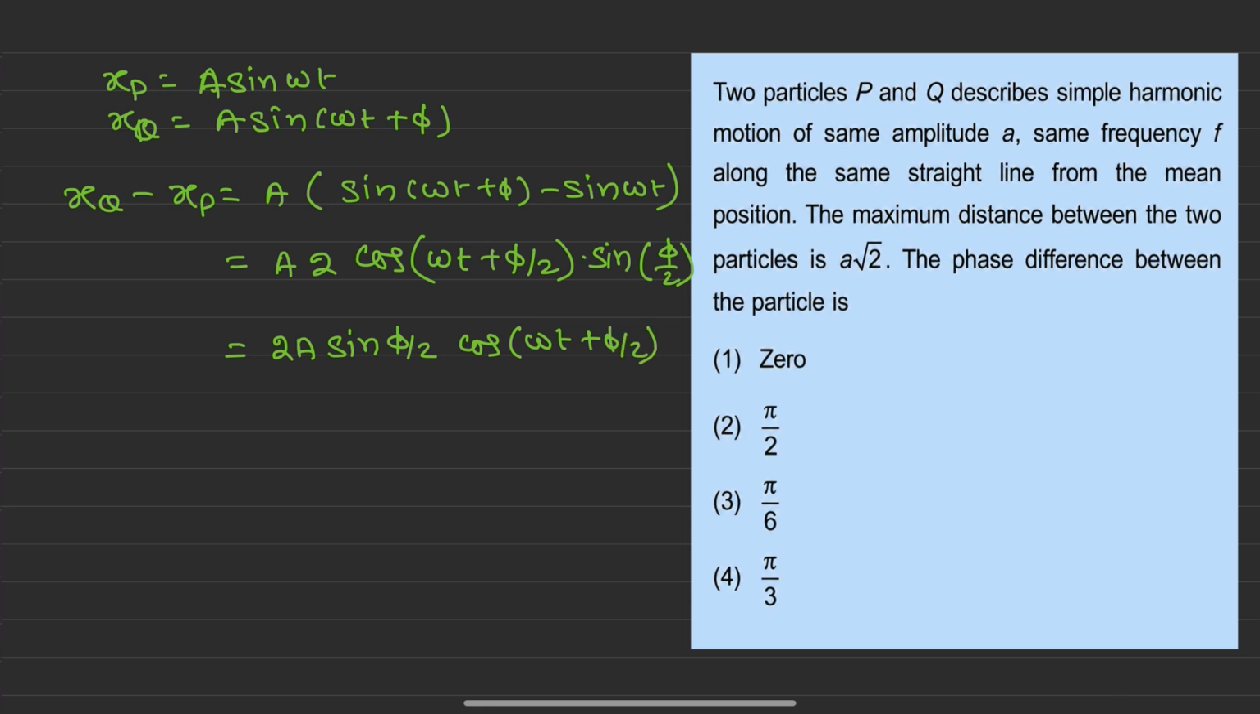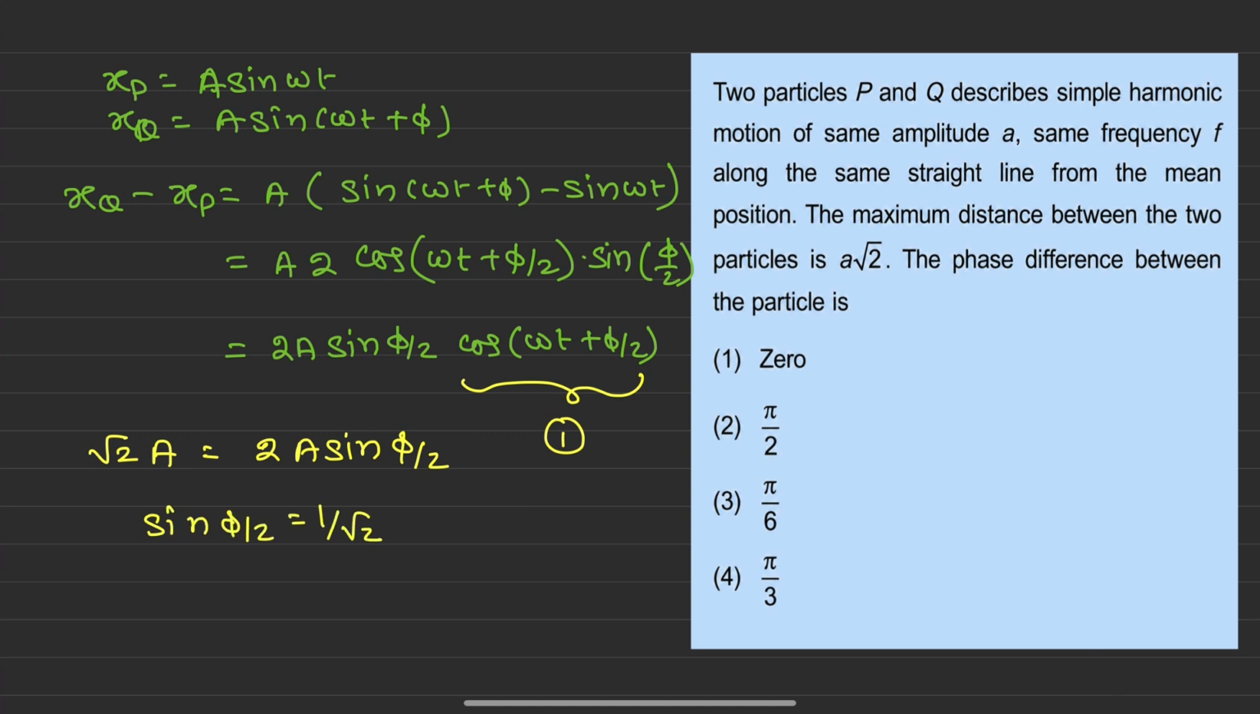So what can be the maximum value of this particular part? It can be 1. So for that, they told you the maximum distance between them is root 2 times of amplitude. It is equal to what? 2A sine phi by 2. So from here you can say sine phi by 2 will become equal to what? It will become equal to 1 by root 2. So phi by 2 will become equal to how much? 45 degree. Means phi will become equal to what? 90 degree. In terms of radian, it will be pi by 2. So according to this, the correct answer will be our option number 2.